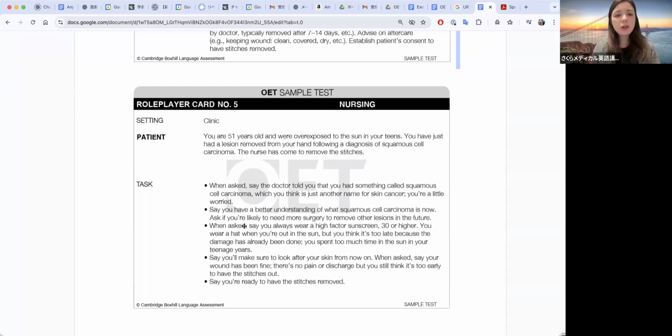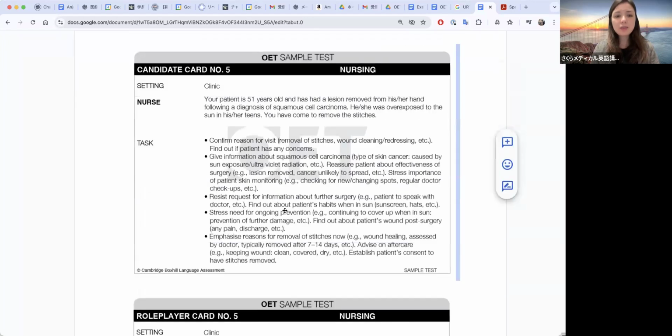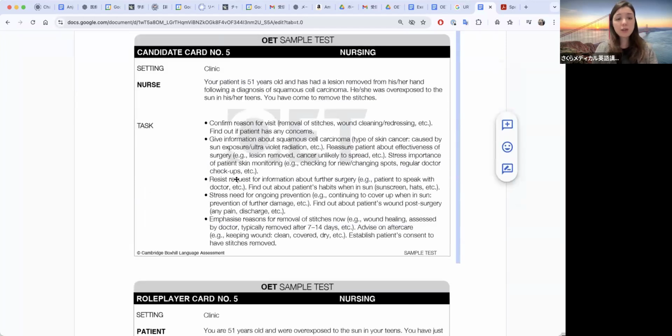Am I likely to need more surgery to remove other lesions in the future? Okay, so that's a great question. I need to resist the request for information about further surgery, so I will say something like, that's a great question. However, I'm not the best person to answer that question for you. I think the doctor will be a better person to answer that. Is that all right? Yeah, sure, that's fine.